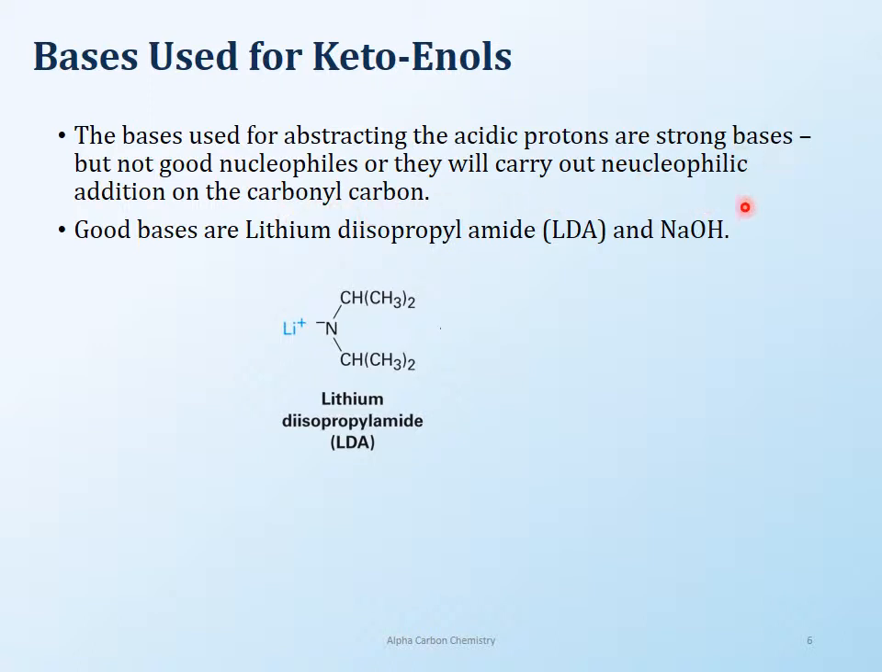So a good base is going to be sodium hydroxide, which is very traditional to use for these kinds of reactions. And the other one is lithium diisopropyl amide, which is called LDA for short. And this is the structure. So if you see LDA or sodium hydroxide, then you should understand that we're talking about the alpha carbon chemistry. And then of course you already know your nucleophiles from the aldehydes and ketones chapter.